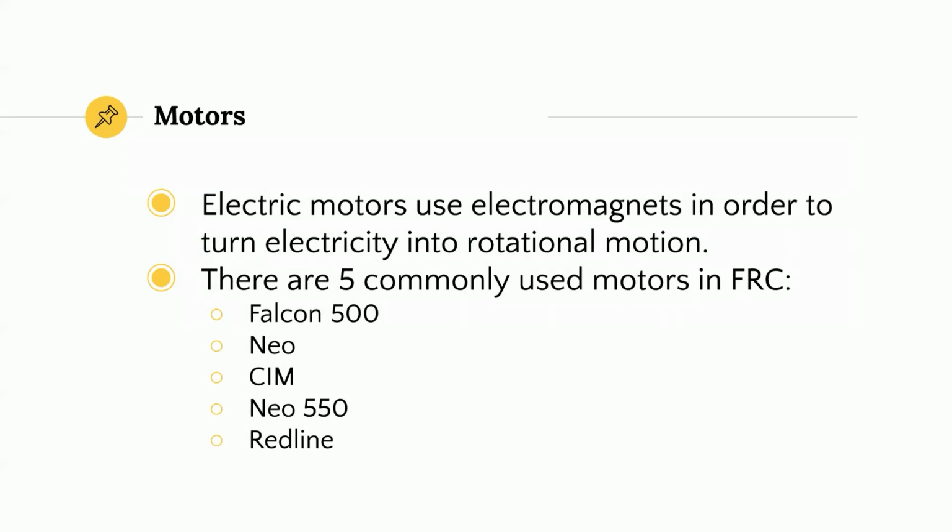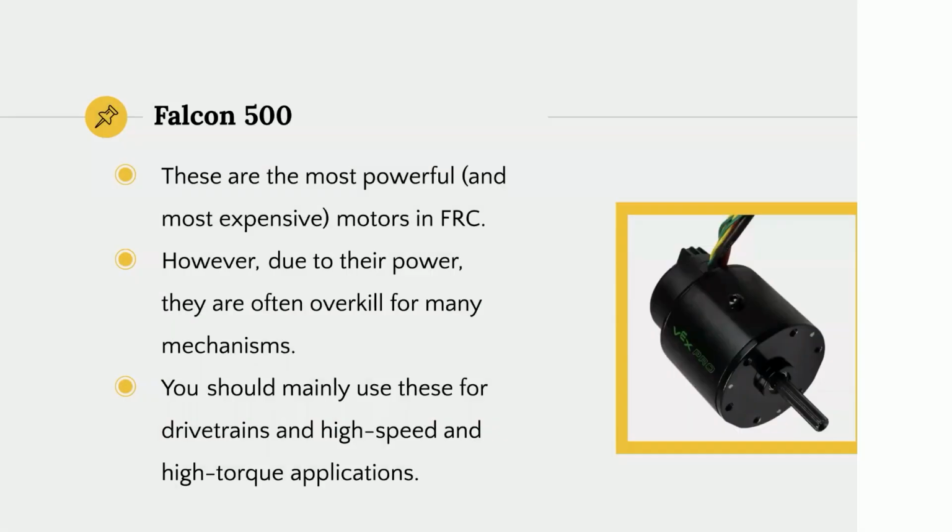Motors. Electric motors use electromagnets in order to turn electricity into rotational motion. There are 5 commonly used motors in FRC: a Falcon 500, Neo, Sim, Neo 550, and Redline.